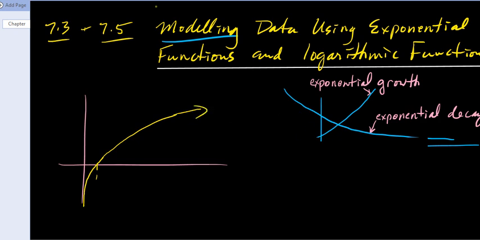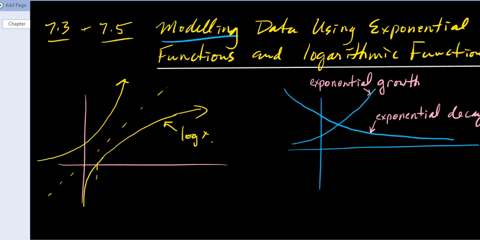Really, it's the opposite, right? It's the opposite of, or an inverse of, exponential growth. So yesterday we talked about this. Y equals x is the reflection line. Here's the log of x. This could also be the natural logarithm, y equals the natural logarithm of x. So that's what we'll be focusing on today.